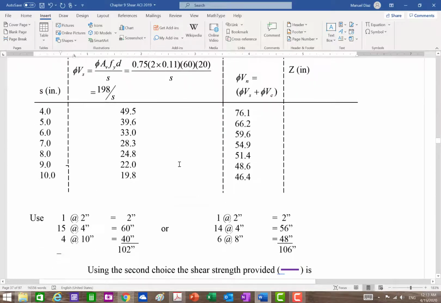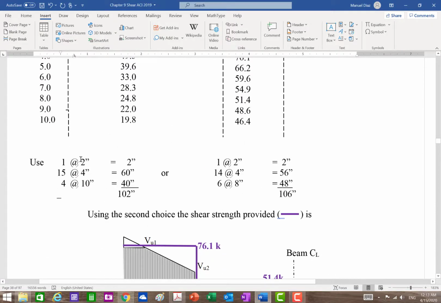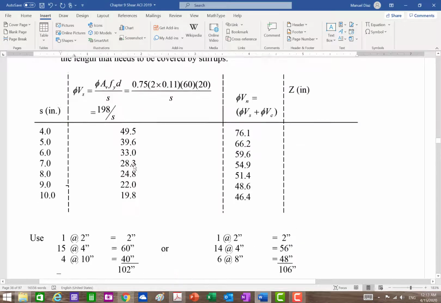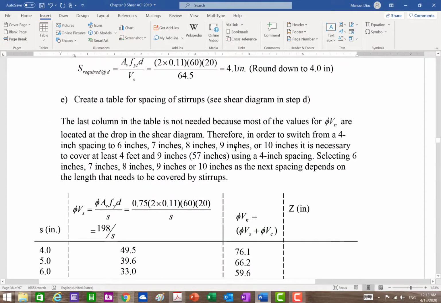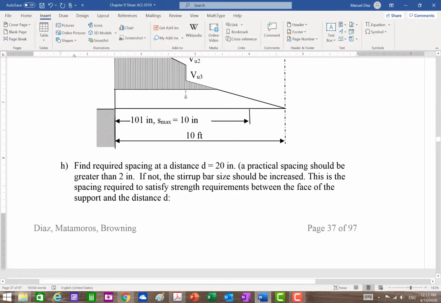Okay? All right. So what do I decide? Well, one possibility is 1 at 2. You always do that, right? Remember, 1 at 2, or 1 at 3. You have to do that. I'm going to do 15 at 4. That's 60. So now I got 60 plus 2, 62. And I needed to cover 57 inches. So I passed that. So now I pass the drop.